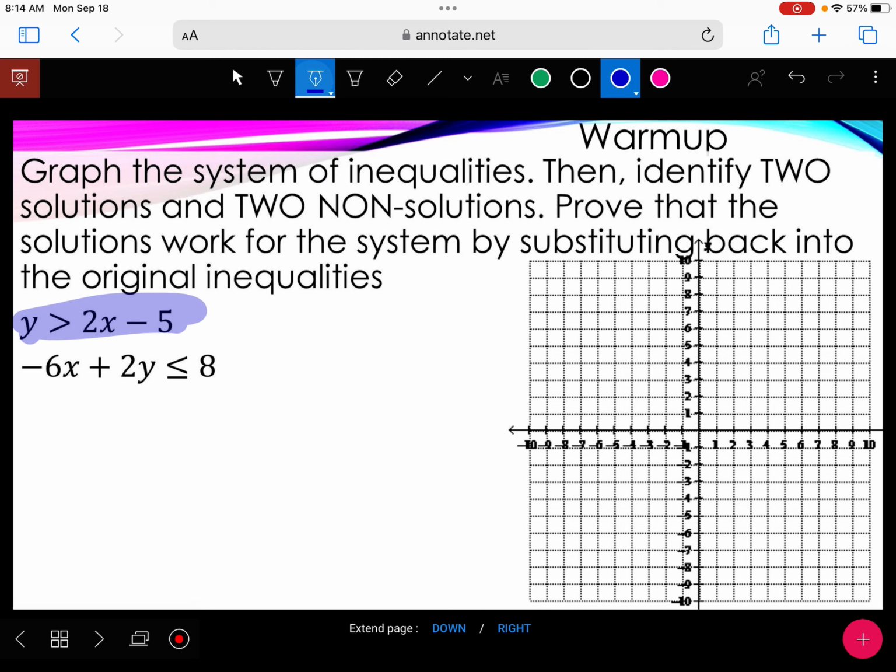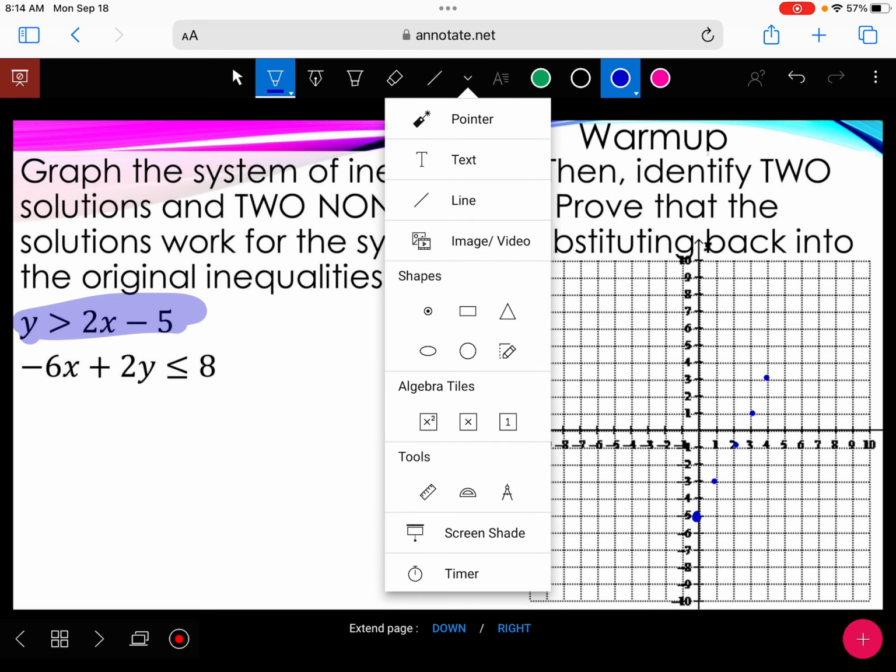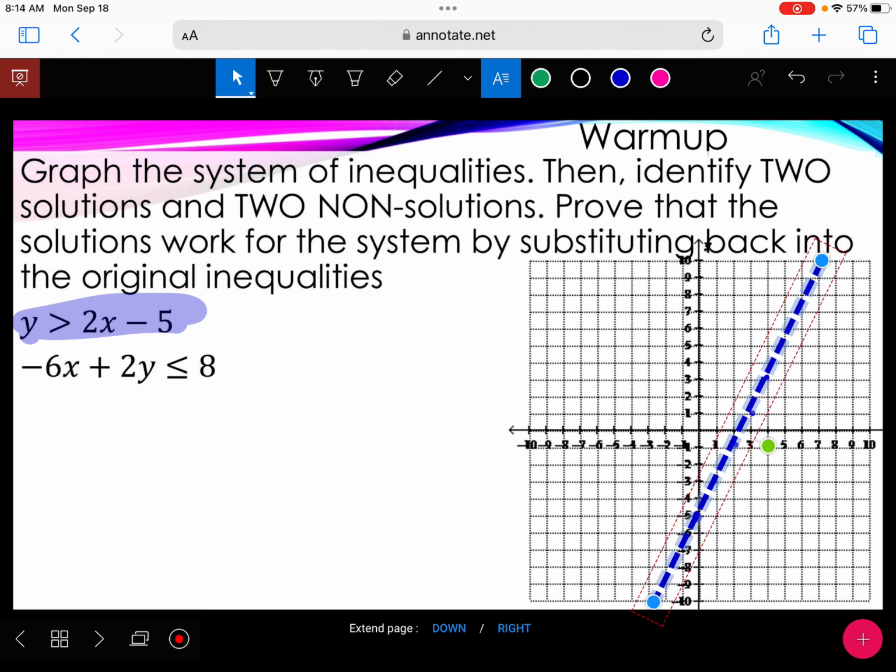All right, so this first one is in our slope-intercept form. We love that. Makes it so easy. Because then we just put our y-intercept at our -5. We can go up with a slope of 2. We connect it with a dotted line. And our line looks something like that.